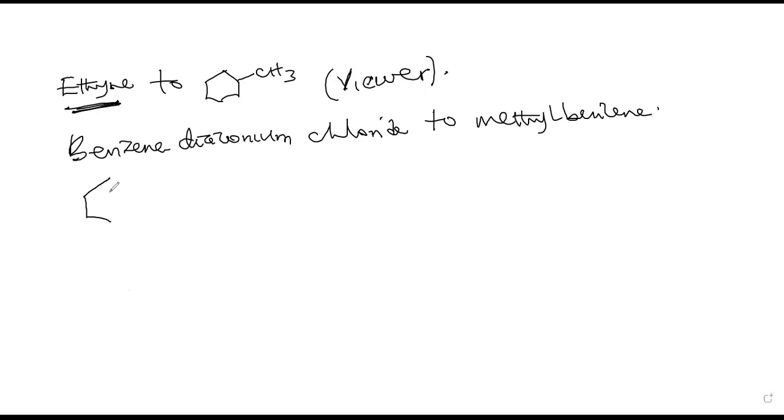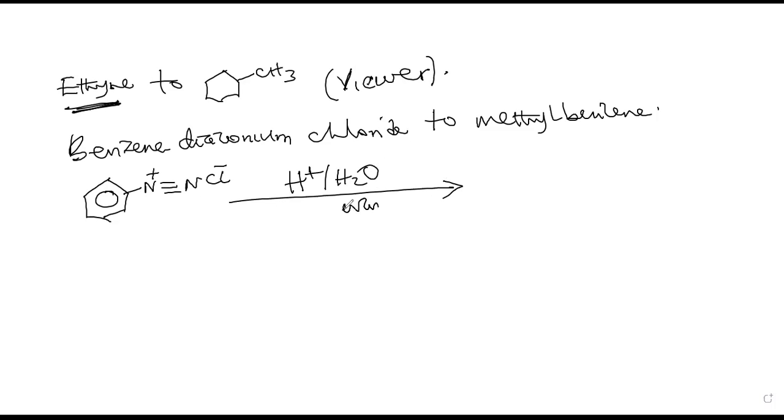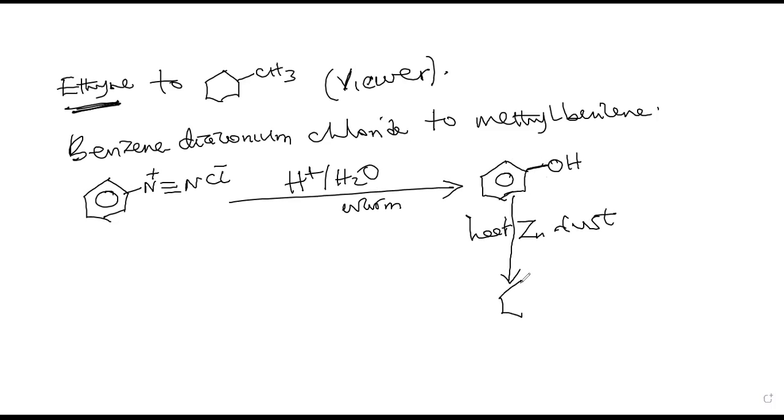Okay? If you have a diazonium salt, which we are talking about, N triple bond N, Cl minus, plus, if you hydrolyze this with acidified water and warm, you find yourself at phenol, which you can heat with zinc dust. If you heat phenol with zinc dust, it will be reduced to benzene. So you get your benzene.